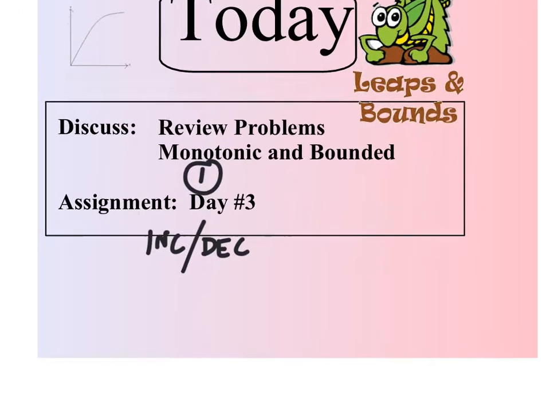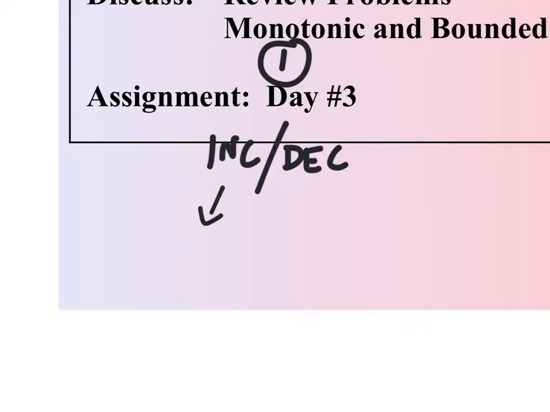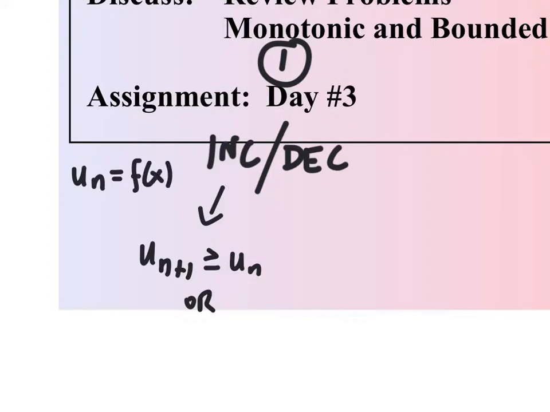A couple things with increasing, decreasing. A couple ways you can show that a sequence is increasing. You can show that the next term is always greater than or equal to the previous term, or you can show that if I were to put u of n, some sequence, into function form, like we've done in lessons past, then if I can show that the derivative of that function form of the sequence is greater than or equal to 0, that will obviously prove that it is an increasing sequence.